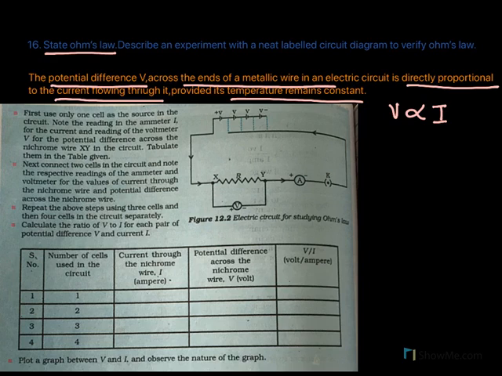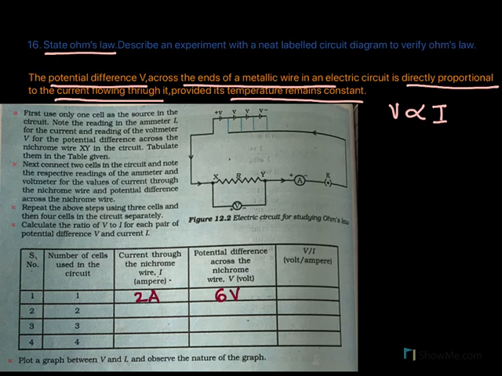Now to experimentally prove it, this is a picture of the activity from your textbook. So here you read the activity. This comes for good 4 marks in section D, so you need to study it. So you arrange the circuit diagram, and then you just keep changing the voltage. Like here, first use only one cell as a source in the circuit and note the reading in the ammeter. So maybe we'll just use 6 volts. And after using a 6-volt battery, we find that the current is like 2 amperes.